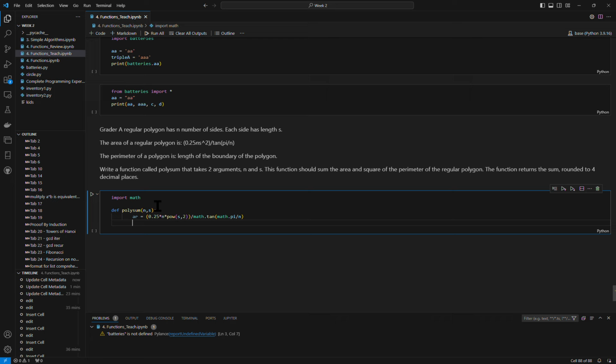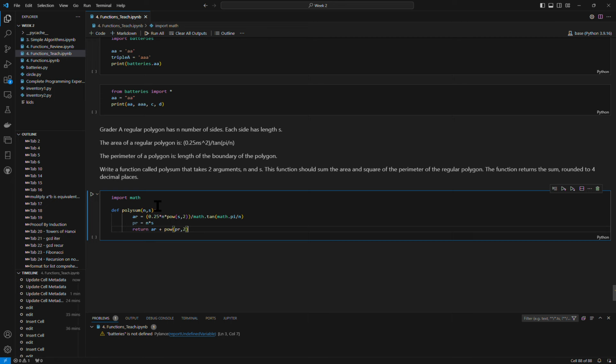And next is the perimeter of the polygon, which is PR equal to n times s. Now we're going to return the sum of the area and the square of the perimeter. We're going to square the perimeter and add the area. That is, we're going to return area plus the perimeter squared, that is PR squared. That's what we need according to the question.